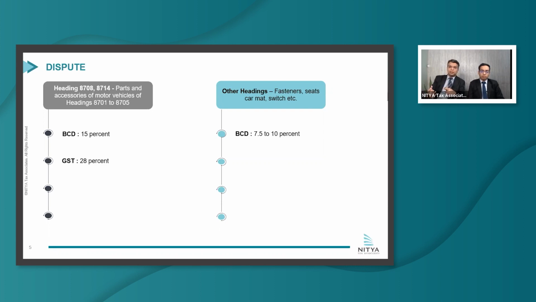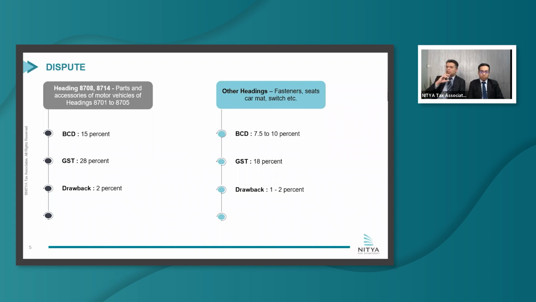The next difference is vis-a-vis the GST rate. The GST rate is 28% for these goods, and there's a very short list right now which attracts 28%. But for most of the other products, if they get classified somewhere else, their GST rate is 18%. The drawback rates differ. So for 8708, you have a higher drawback rate. For other goods, you have a lower drawback rate.